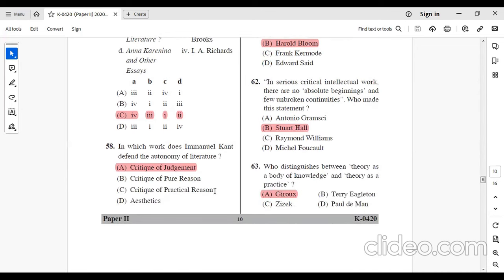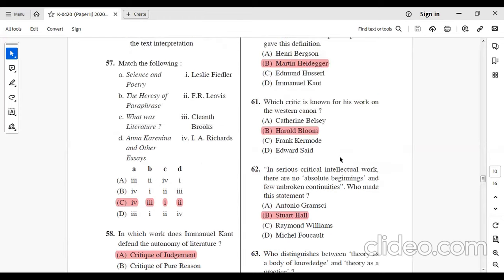In which work does Immanuel Kant defend the autonomy of literature? So Immanuel Kant defends the autonomy of literature in his book, Critique of Judgment. Which book? Critique of Judgment.